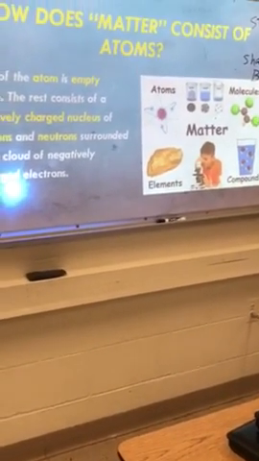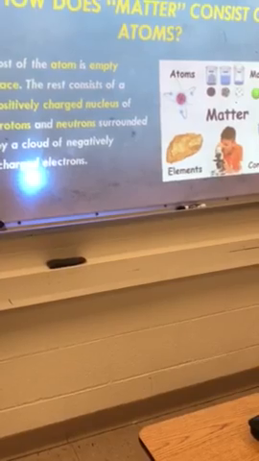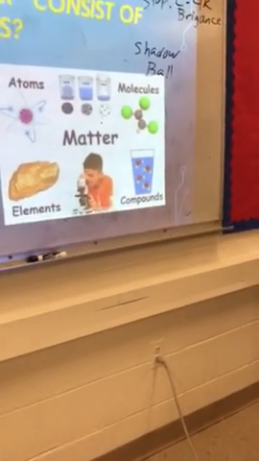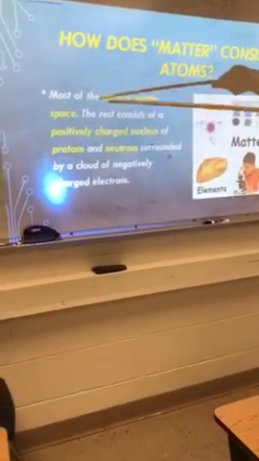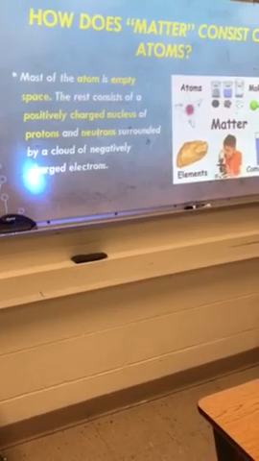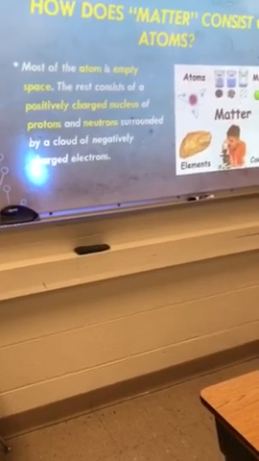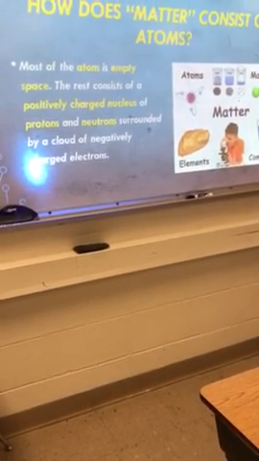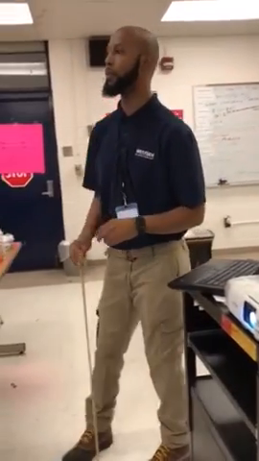Now let's talk about the overview of our lesson and the objective of the day. How does matter consist of atoms? As you see, we have a picture with different ways that can happen. Most of an atom is empty space. The rest consists of a positively charged nucleus of protons and neutrons surrounded by a cloud of negatively charged electrons. Those are the ways that matter consists of atoms.